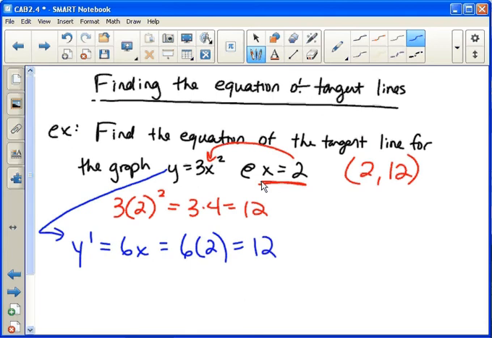Now this is a complete coincidence. It's going to be very rare that your slope and your y are going to be the same number, so don't think that's usual. But now we have a slope and a point.